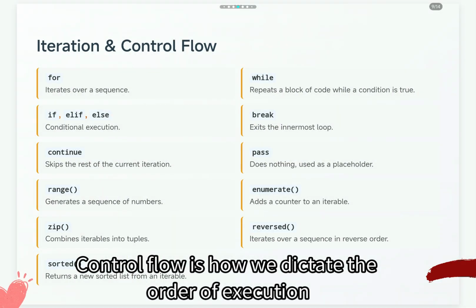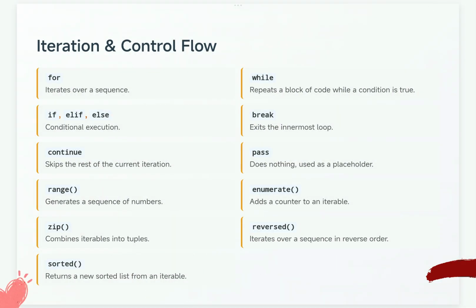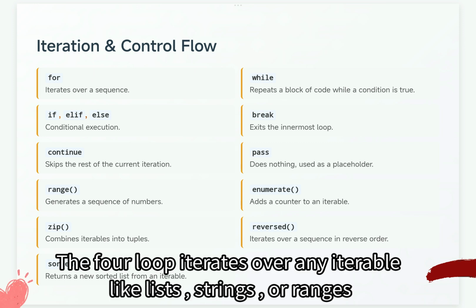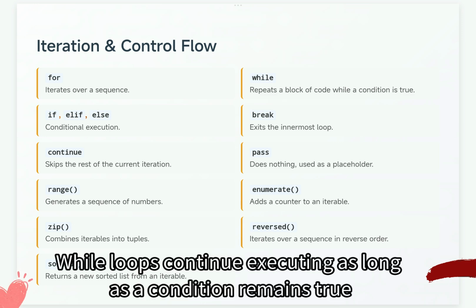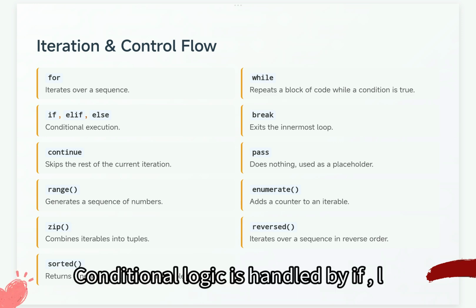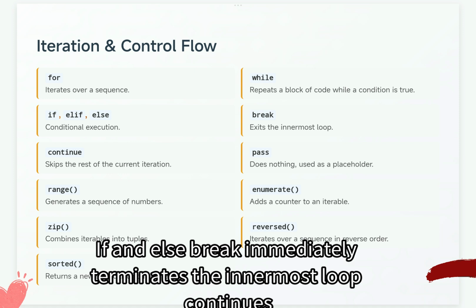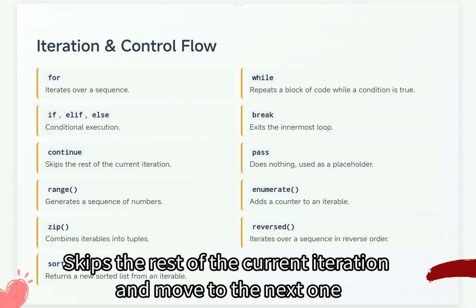Control flow is how we dictate the order of execution. The for loop iterates over any iterable, like lists, strings, or ranges. While loops continue executing as long as a condition remains true. Conditional logic is handled by if, elif, and else. Break immediately terminates the innermost loop. Continue skips the rest of the current iteration and moves to the next one.